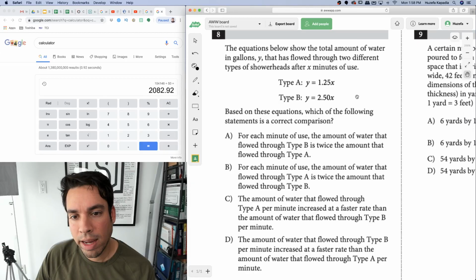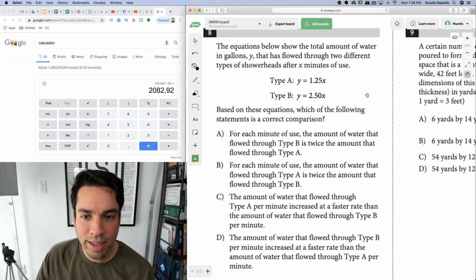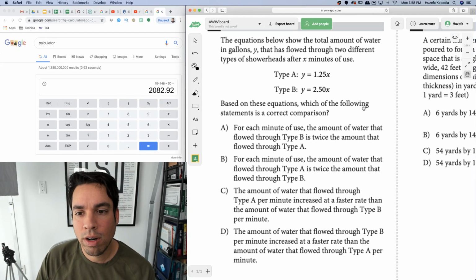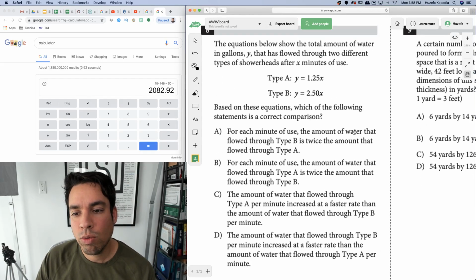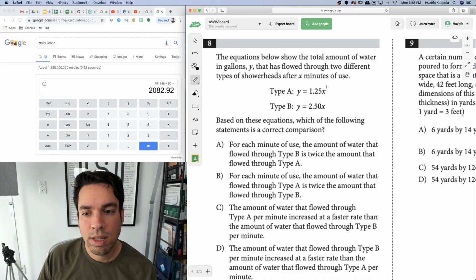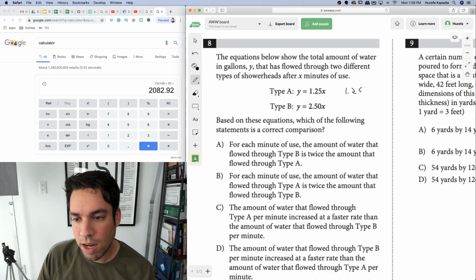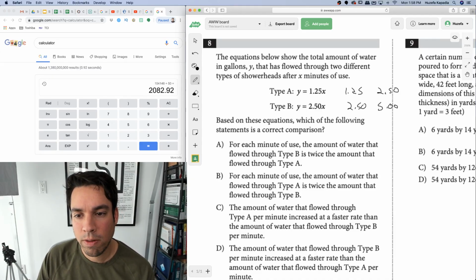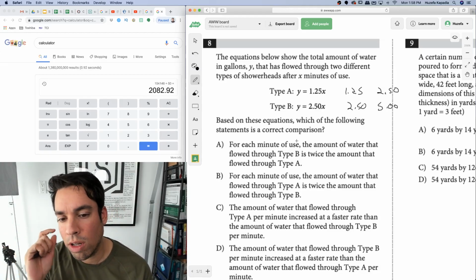Number 8. The equations below show the total amount of water in gallons that has flowed through 2 different types of shower heads after X minutes. Based on these equations, which of the following statements is a correct comparison? Okay, so this is like after 1 minute, it'd be 125. 2 minutes, it'd be 250. After 1 minute, it'd be 250. After 2 minutes, it would be 500, and so on and so forth. Okay, that's the total amount.